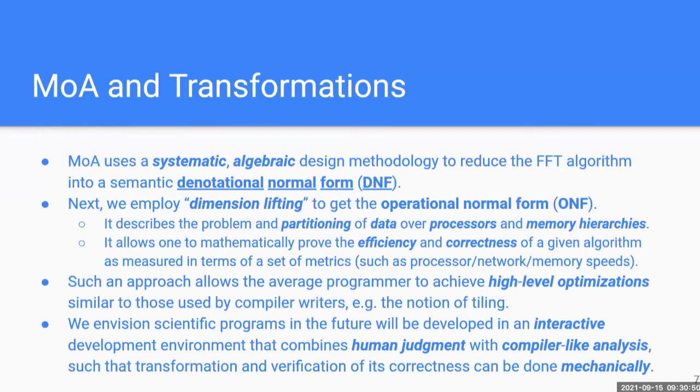So what does this do? It allows us to mathematically prove the efficiency and correctness of a given algorithm as measured in terms of a set of metrics. So after we flip those loops and we know the sizes and speeds of things, we can predict what's going to happen.